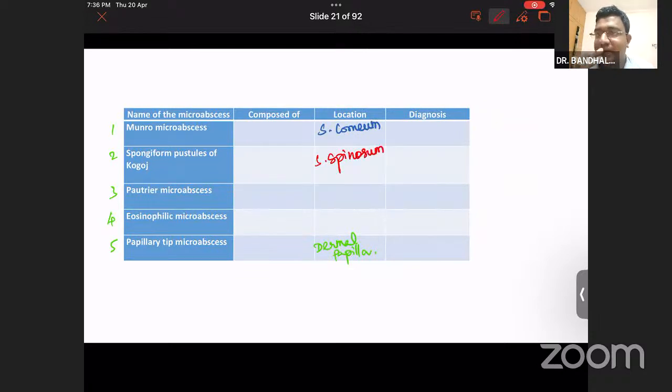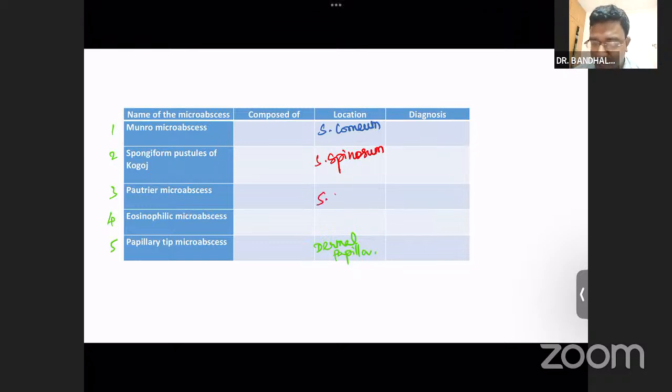Other things are directly given. Papillary tip microabscess is in dermal papillary tips. Spongiform pustules are in spinosum. Pautrier is in spinosum. Eosinophilic microabscess is also in spinosum. So only thing I have to remember is this one.